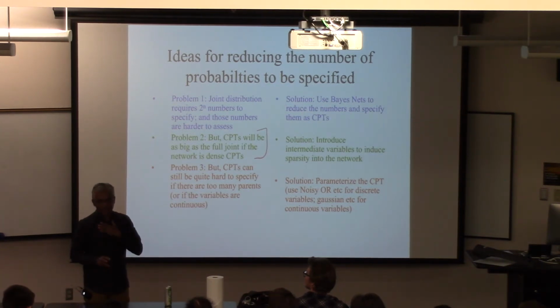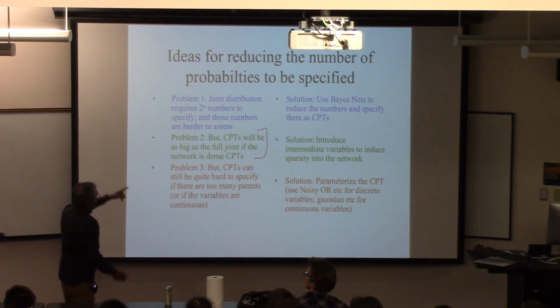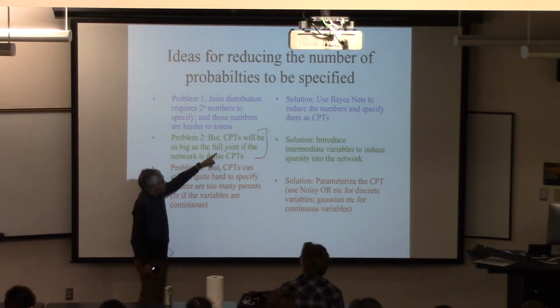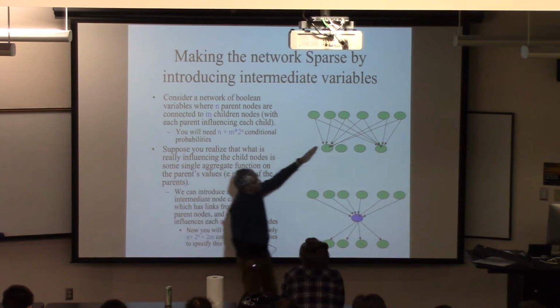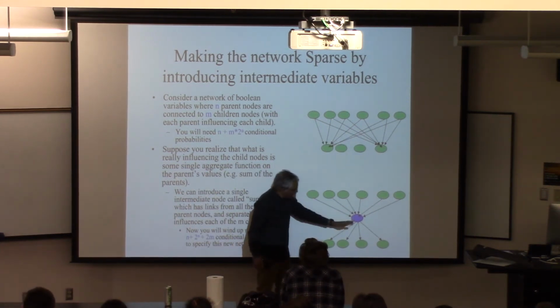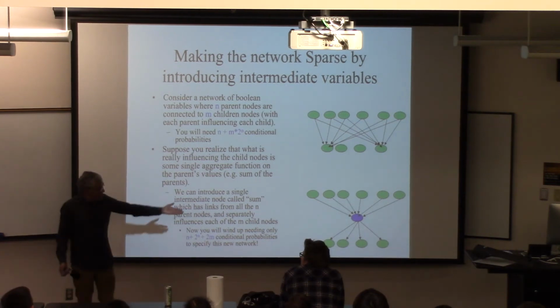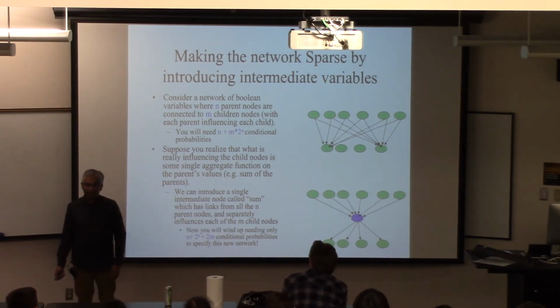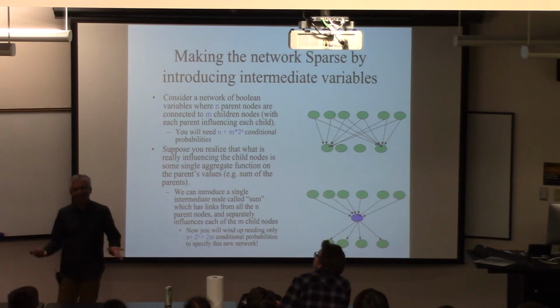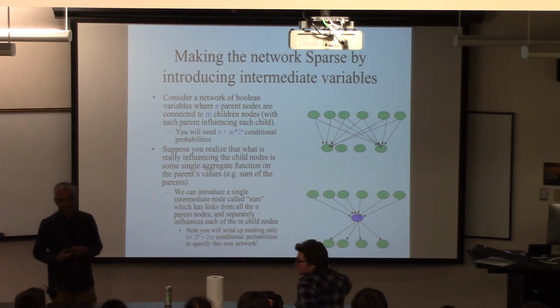Do you understand what I'm saying? Okay? So, to reduce the CPT size, if I have something like this, I can introduce a hidden variable such that you have a network like this. And you can easily see that it reduces the number of numbers you need, like hugely.